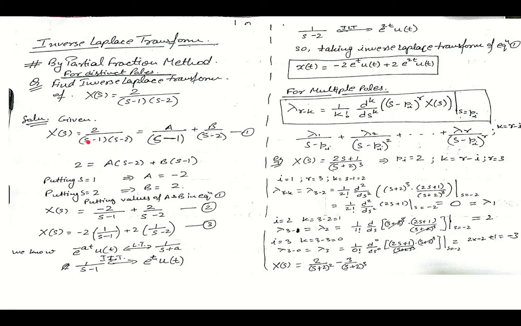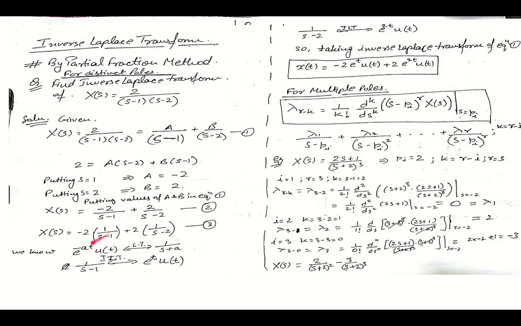If we multiply the denominator (s minus 1)(s minus 2) with the right side, A upon s minus 1 and B upon s minus 2, subsequently we will get 2 is equal to A(s minus 2) plus B(s minus 1). If we put s is equal to 1, we will get A is equal to minus 2, and if we put s is equal to 2, we will get B is equal to 2. Now, when we get the values of A is equal to minus 2 and B is equal to 2, we can put these values in our equation 1.